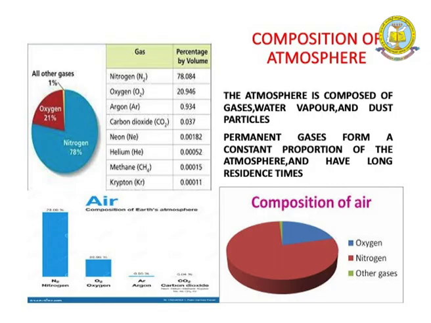Now, first we will be learning about the permanent gases, and under permanent gases we have nitrogen, which comprises 78%, oxygen, which comprises 21%, and carbon dioxide, which has 0.03%, and the rest of the gases are neon, helium, methane, krypton and argon.